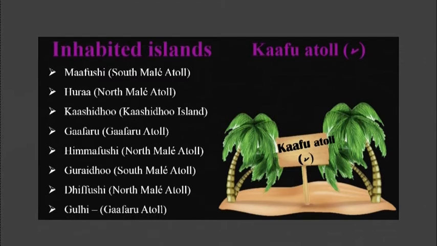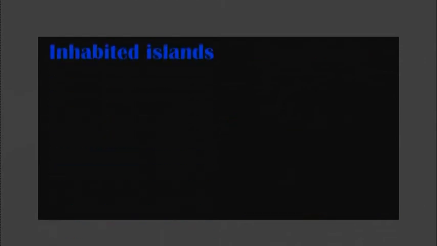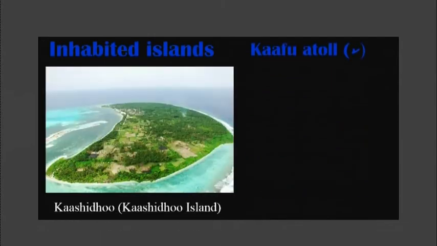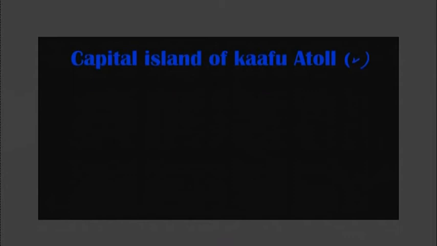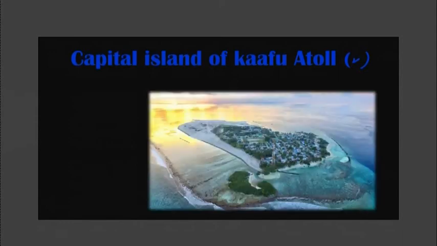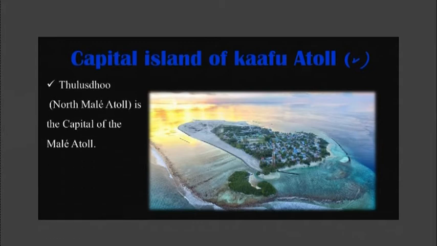Here is a beautiful picture of Kasido Island and the Gafar Island. Students, here is something you all need to put a little focus on. The capital island of Kaf Atoll. Tusto is the capital island of Malay Atoll or Kaf Atoll.